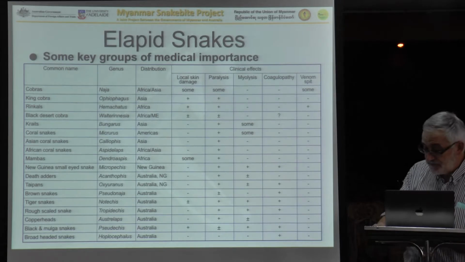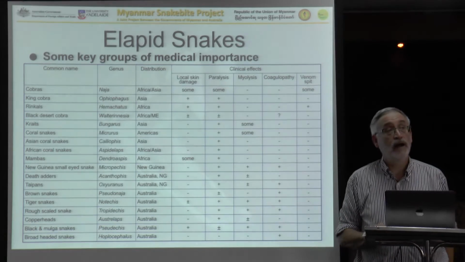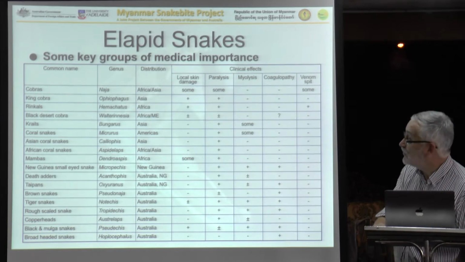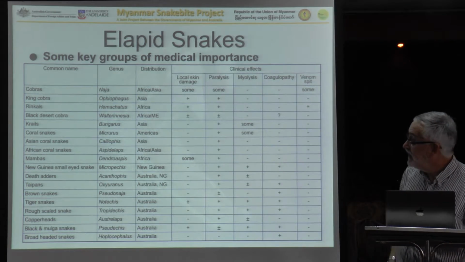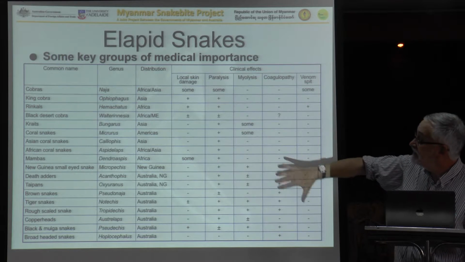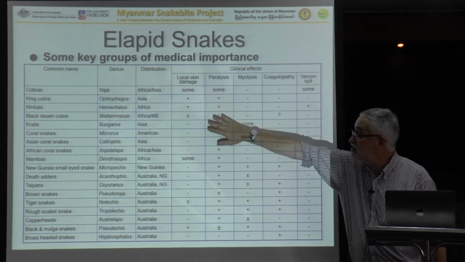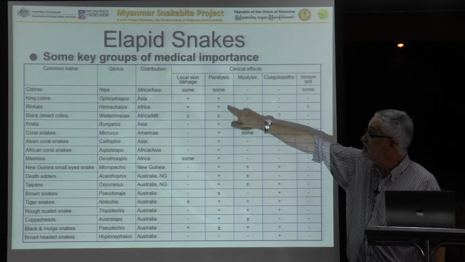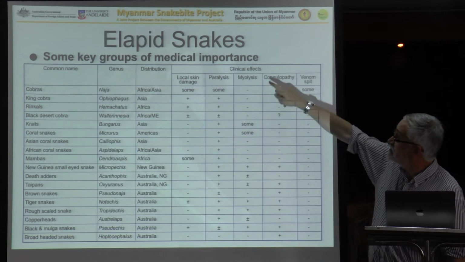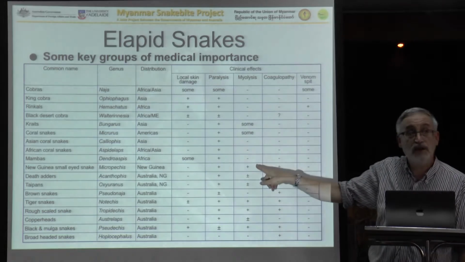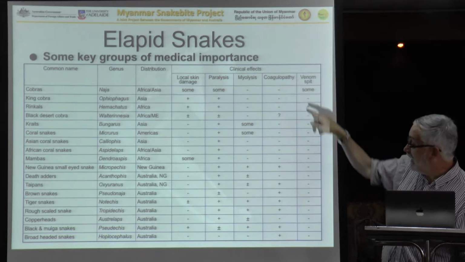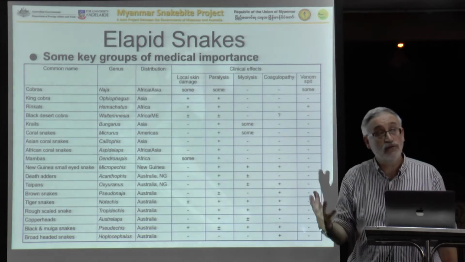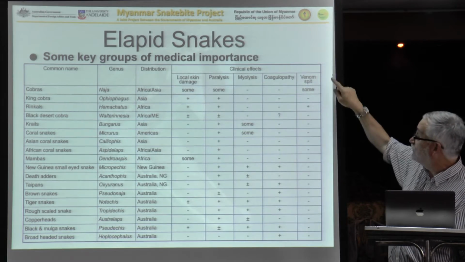So here are some key groups of elapid snakes throughout the world. As you can see, there are many different genera, many different problems. Some of them can cause local tissue injury at the bite site. Some, or many, cause paralysis. Some can cause major rhabdomyolysis. A few in Australia can cause coagulopathy, just like your vipers do. And a few can spit venom.